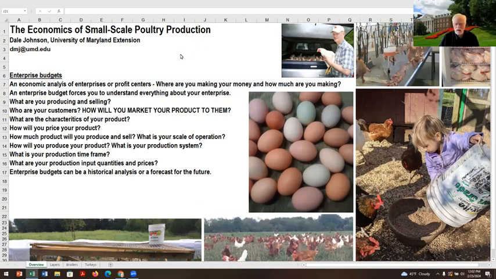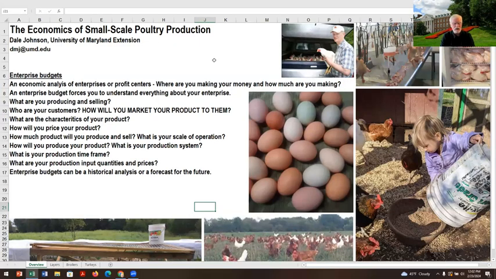Today, I'm going to speak from my own experience in raising small flock broilers, layers, and turkeys, and also my experience in working with other small flock producers. And we're going to talk about the economics of small-scale poultry production. Today, we're going to do this through looking at enterprise budgets. This is an Excel spreadsheet, or it would be adaptable to Google Sheets. And we will make this spreadsheet available to you if you want it.